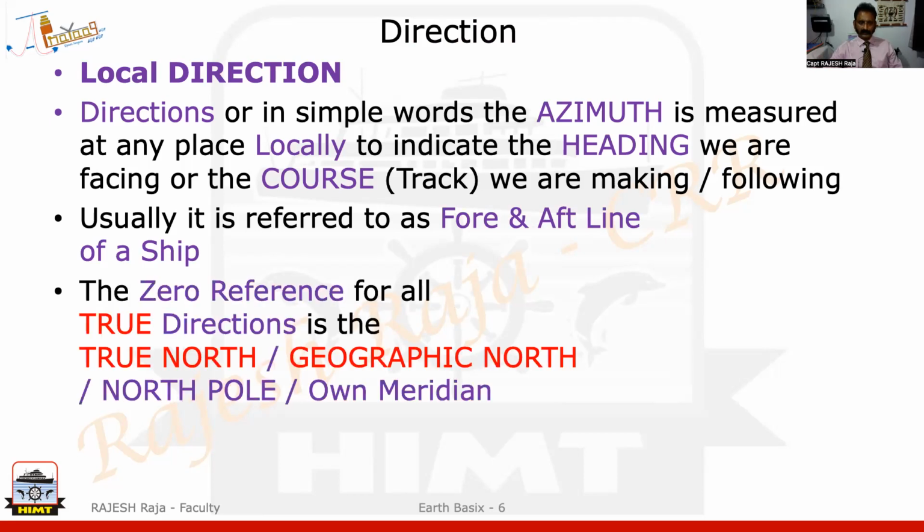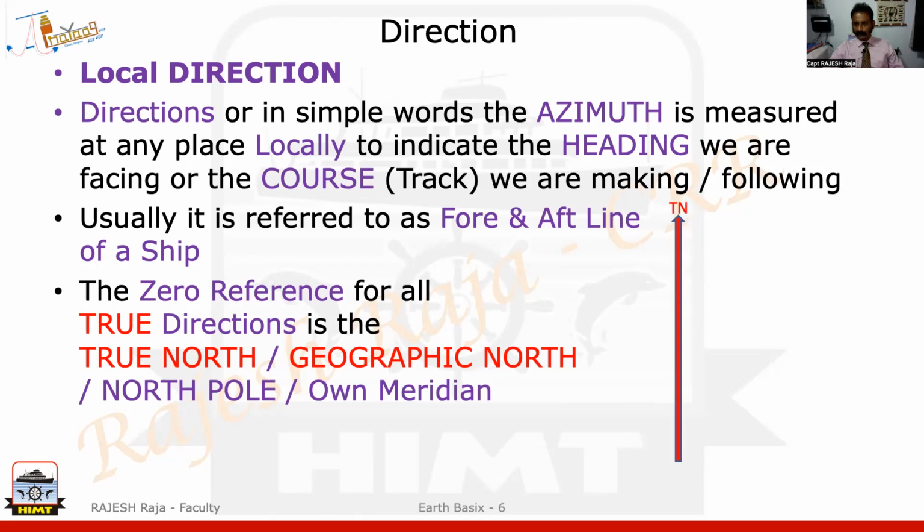So how do I measure? The first and most important measurement is true direction. It is local, but it is true. We are always going to reference this true direction with a 0. For me, 0 for an azimuth is always true north, which is geographical north, which is your north pole or your own meridian, because every meridian goes to the north.